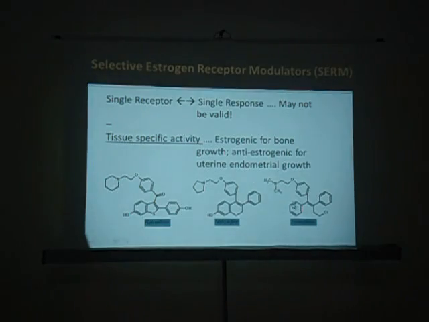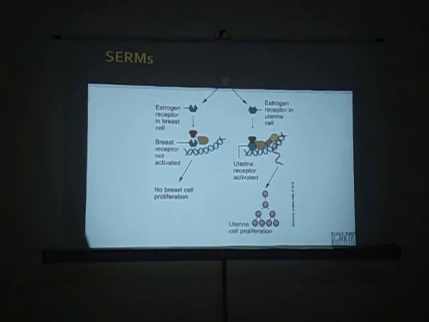Here you can see tamoxifen, toremifene, raloxifene. These are the family drugs. Estrogenic for bone growth, antiestrogenic for uterine endometrium. So we need to prevent osteoporosis, and at the same time we do not want endometrial cancers and all. Such tissue specific activities can be seen here.